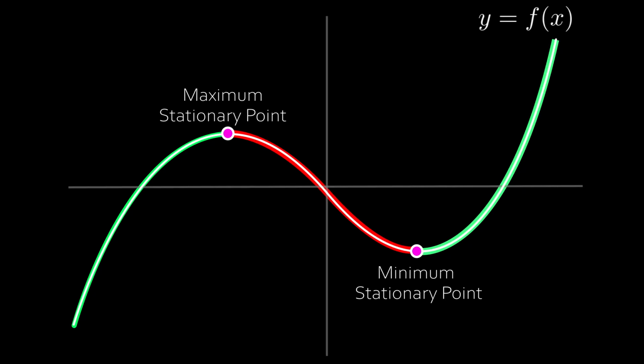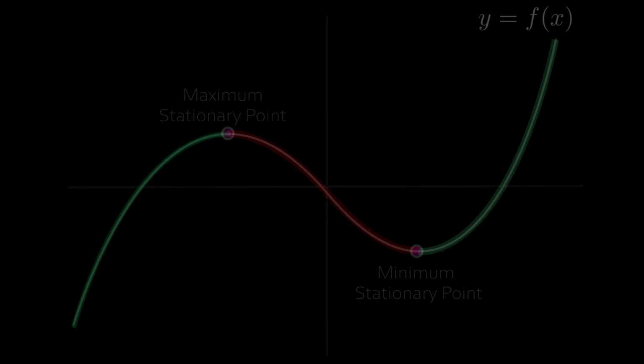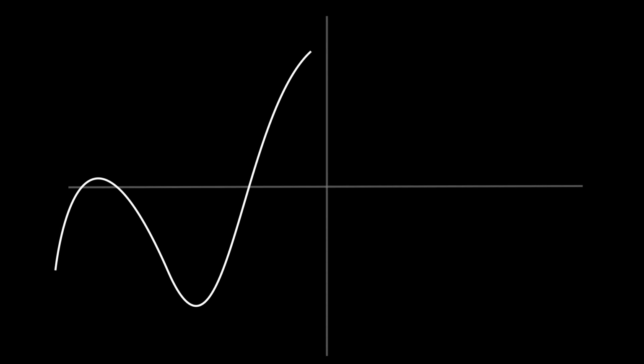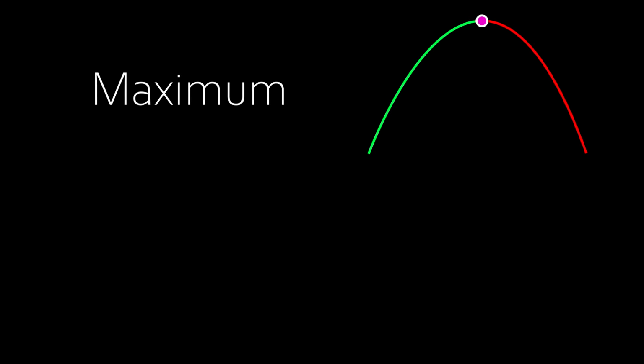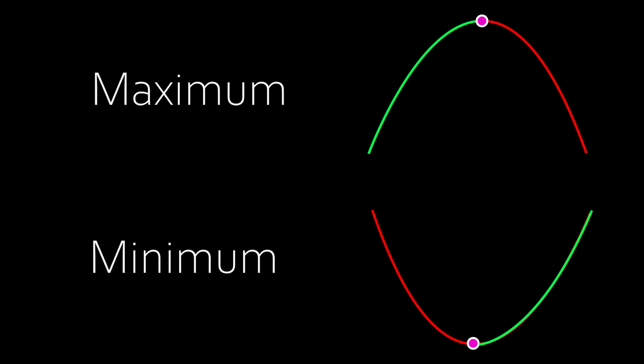Don't get confused though, a maximum stationary point doesn't mean the largest stationary point on the graph, as we can have multiple maximum and minimum stationary points. So a maximum stationary point occurs when the graph is going from increasing to decreasing and kind of looks like an N shape, and a minimum stationary point happens when the graph is going from decreasing to increasing and looks like a U shape. Now, there is something unique about stationary points that we're going to look at.